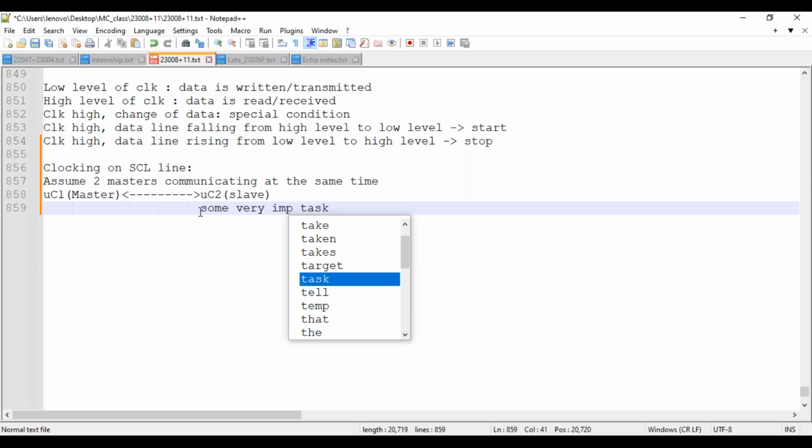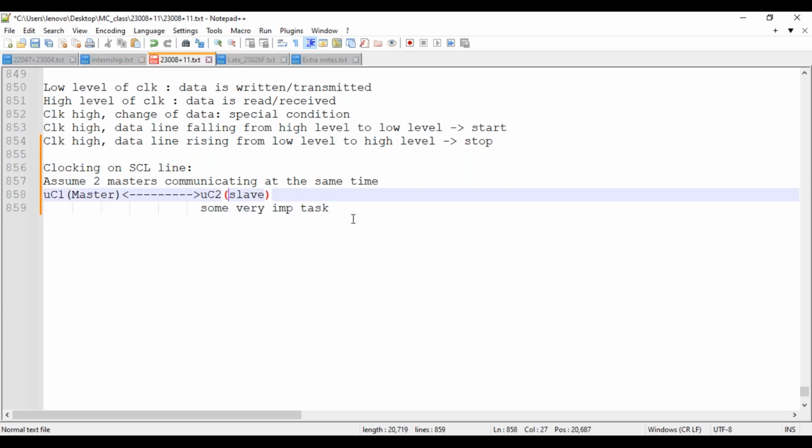Assume that very important task is maybe the temperature of the board is very high, so this microcontroller has to go and turn on the fan. That's the very important task. Now, microcontroller 2 has to convey to microcontroller 1 that it has got some very important task and it has to go take care of the task, and then it is going to resume back in the communication.